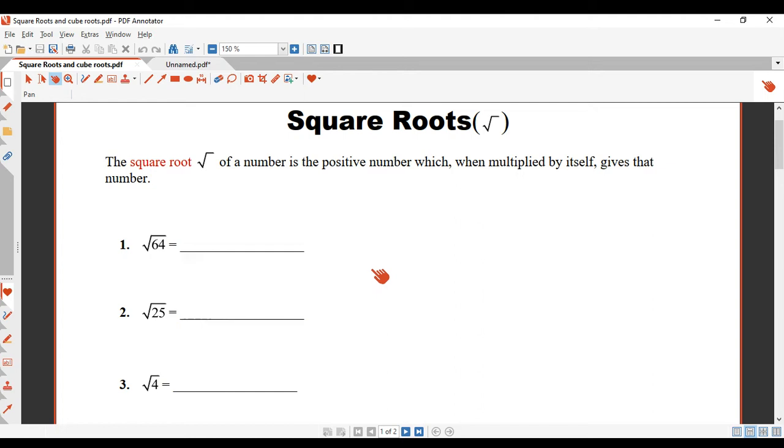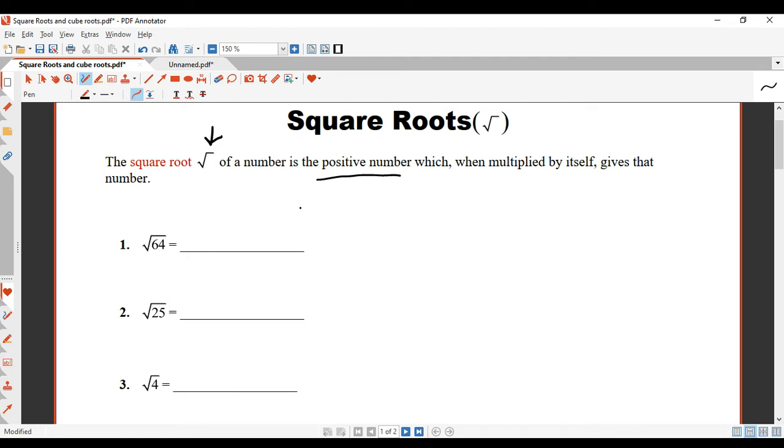Okay, we're going to look at square roots now. And what is a square root? The square root of a number. Well, that's the symbol for the square root just there. The square root of a number is the positive number, it's got to be positive, which when multiplied by itself gives that number.